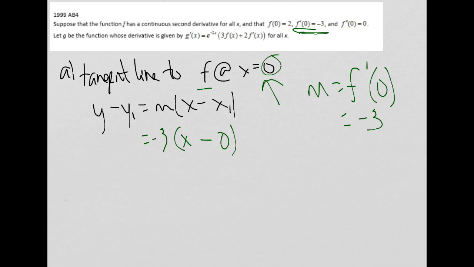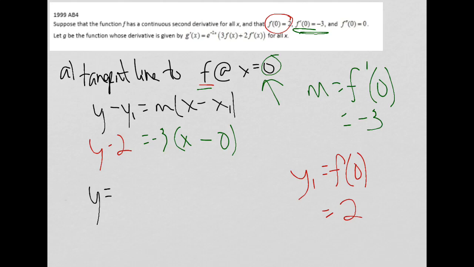And then my y1 is, well, once again, we're looking at the tangent line to f, so that's just going to be f of 0, which, once again, is right there, so it's 2. So I get y minus 2 equals that thing. And I would just leave it like that, point slope form. If you wanted to, you could multiply and move things over, but I think you're more likely to make a mistake. Minus 3x plus 2.